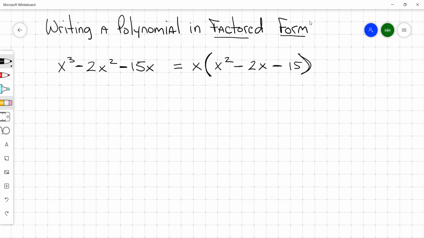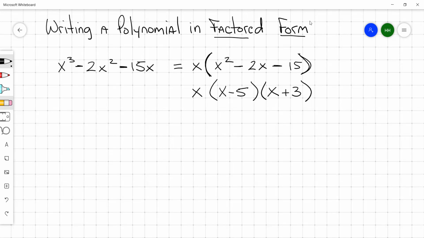Your second step is to look at what's in the parentheses here and see if it can be factored. Does 15 have two factors that will combine to 2? It does, right? 5 and 3. So then you factor what's in the parentheses. Don't forget about this x out here. So this comes down. And then you factor this trinomial that's in the parentheses. And that factors to x minus 5 times x plus 3. Very good.